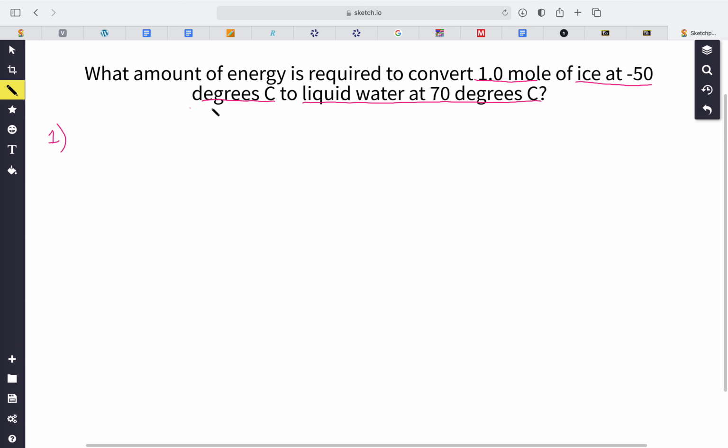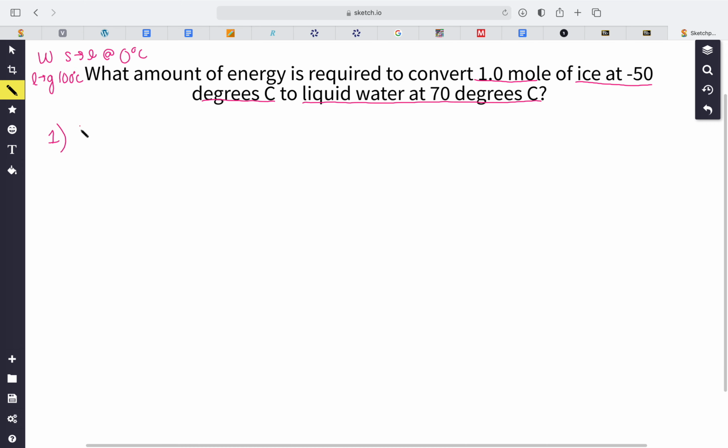So the first step for this one, we're at negative 50 degrees Celsius with ice. This will be provided on the test, but if it might not be, it's something that we should keep in mind, that water will go from a solid to a liquid at 0 degrees Celsius, right? That's when ice will melt. And then water will also go from a liquid to a gas when it boils at 100 degrees Celsius. So I'm just going to keep that in mind here.